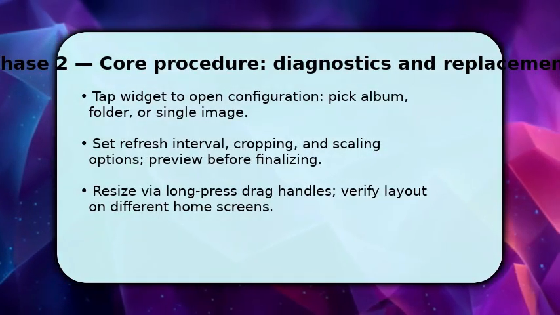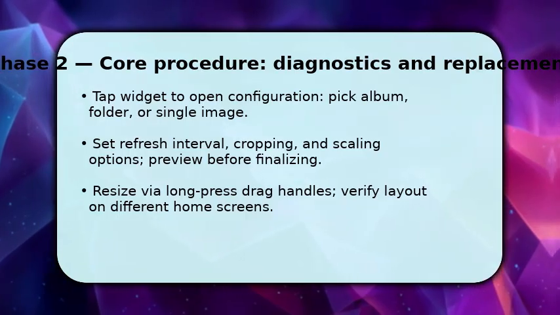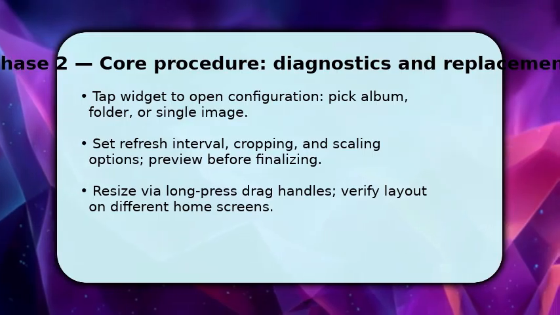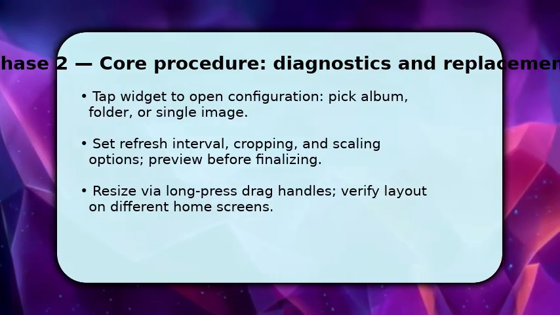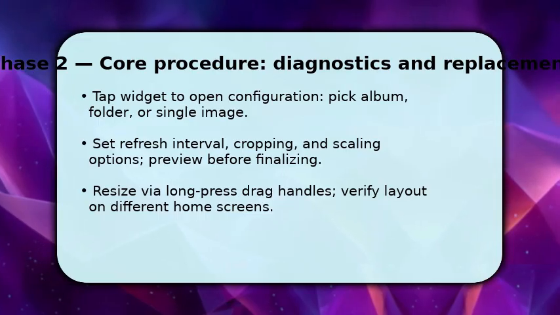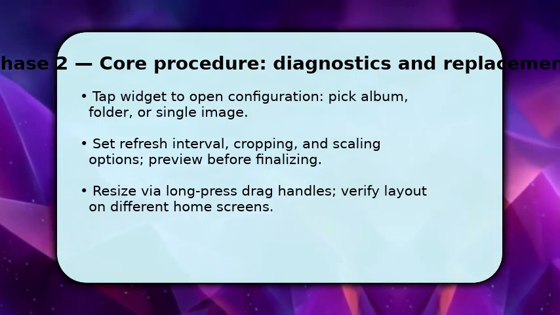Tap the widget to open its configuration screen, then select an album, folder, or single image. This determines what will display. Adjust cropping, scaling, and refresh interval so images update as you expect. Preview changes. If cropping cuts out key parts, switch to fit or center crop.